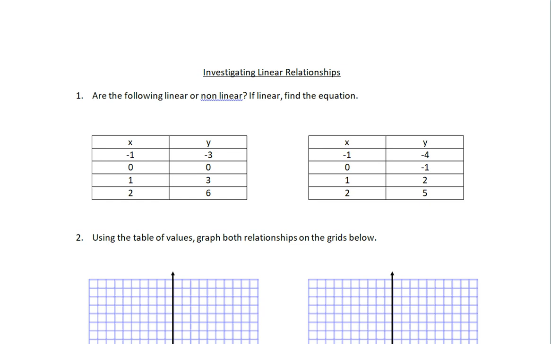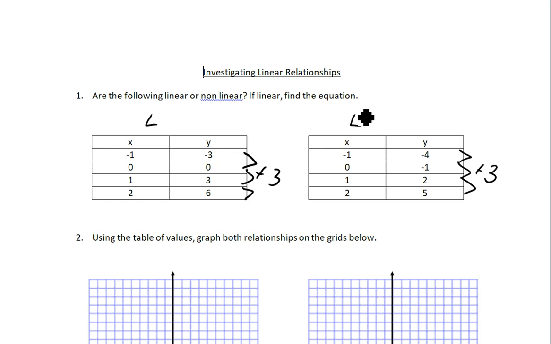Two, what are the y's going up or down by? When we look at this table here, all of the y's are going up by 3 every time. And if we look at this table, all of the y's are also going up by 3. Because they're all going up by the same thing every time, we would say that they are both linear. So now what we have to do is find the equation.